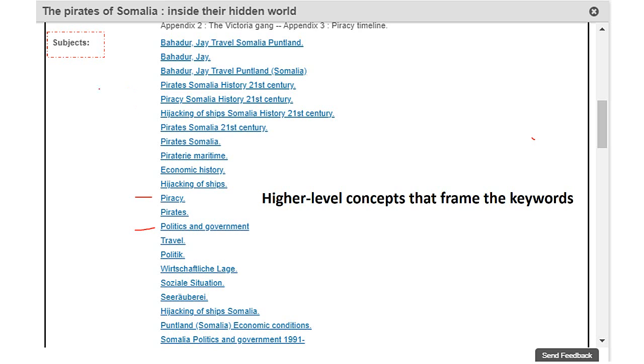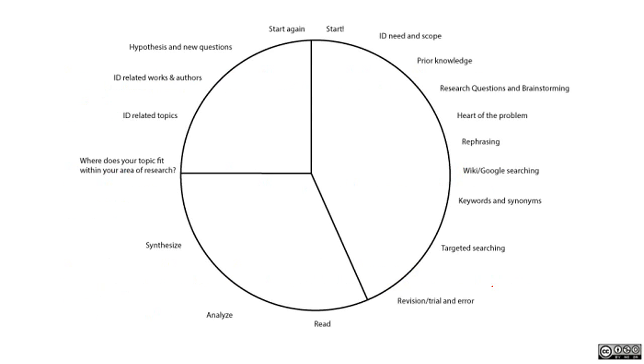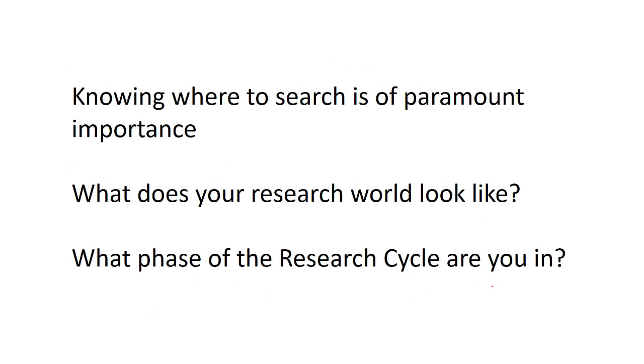These subjects get you the container, right? The bigger, broader picture. We want to search inside of politics and government. We don't want just politics and government. That's just sort of the general place to look, and we want to build in. So subjects give you the container to search within, and keywords are the specific terms within a work. Both are important, but the keywords are the way to really hone your topic. Okay, so now that we have that basic idea, we can move on to the next.